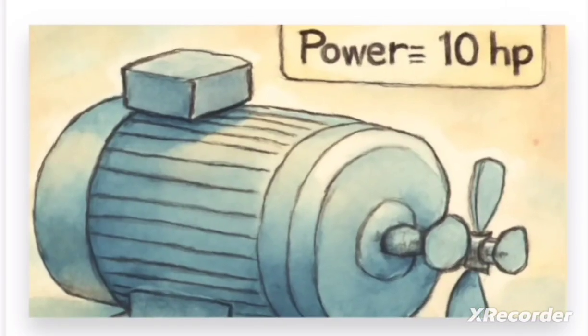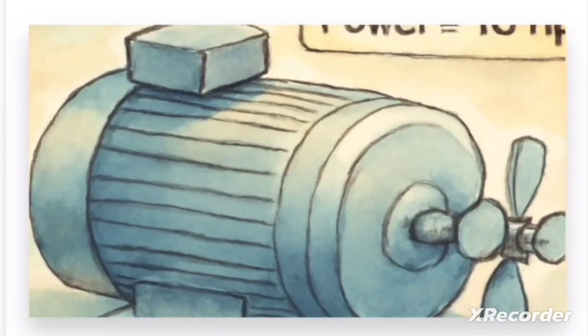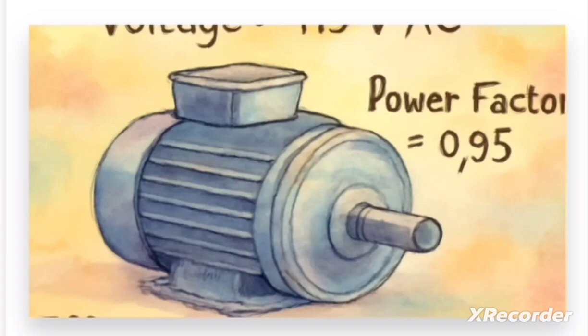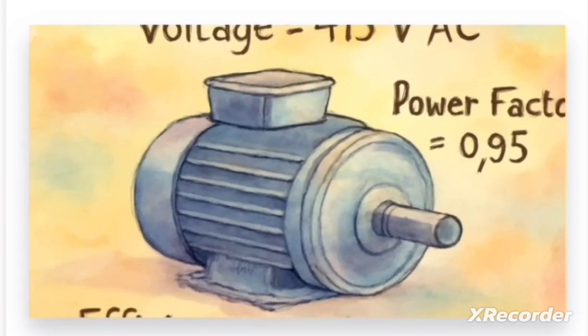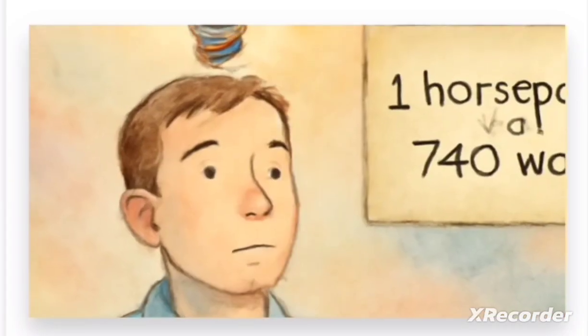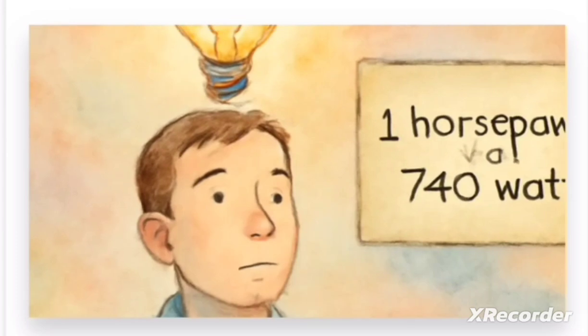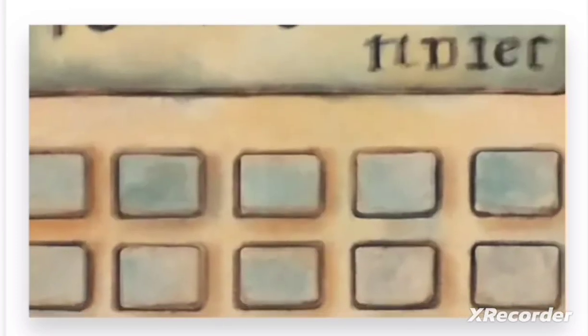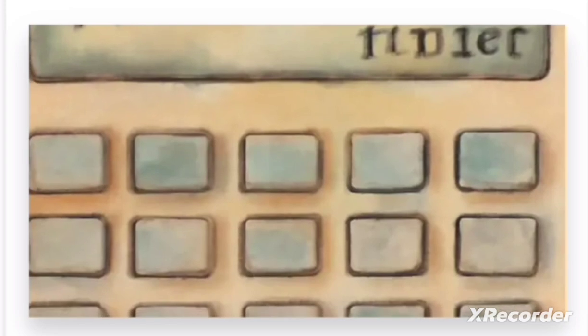Let's start with some given data. We have a motor with a power of 10 HP, a voltage of 415 volts AC, a power factor of 0.85, and an efficiency of 90%. Our first step is to convert horsepower to watts. Since 1 horsepower equals 746 watts, for our motor, 10 horsepower is equivalent to 460 watts.